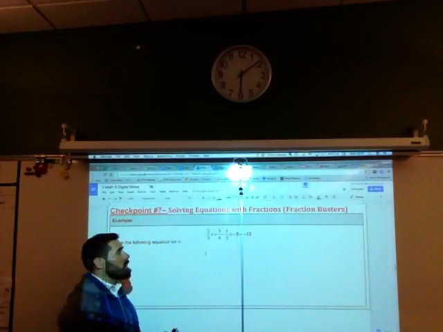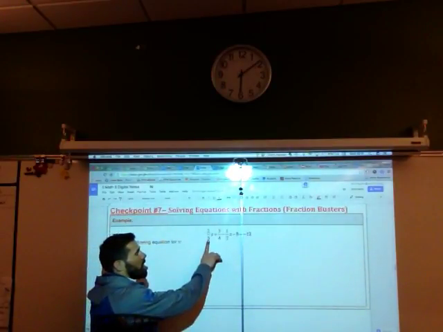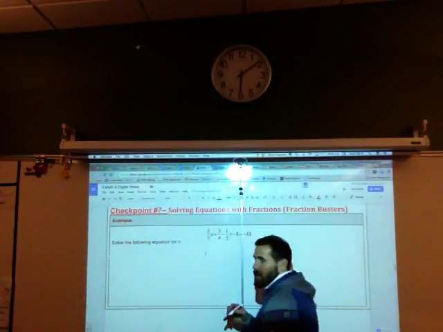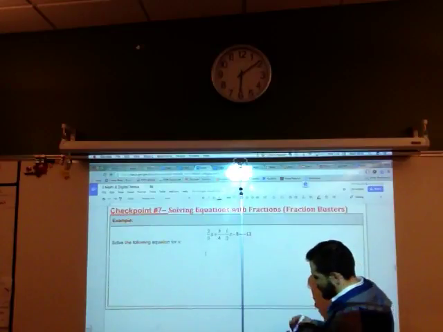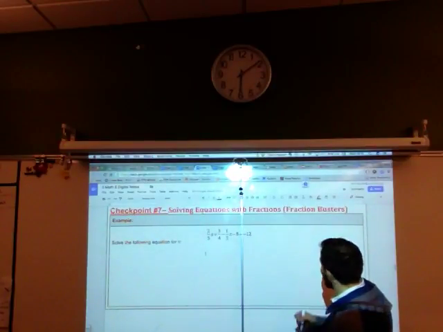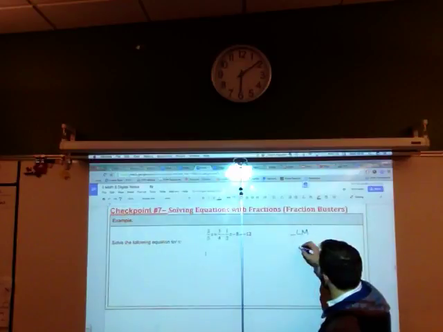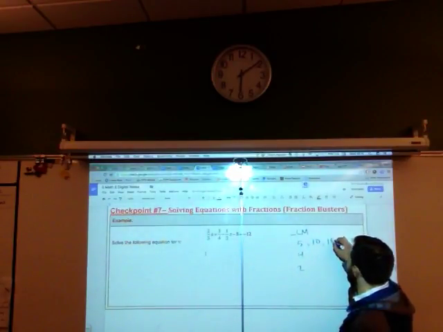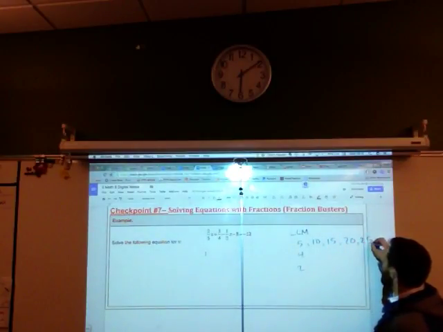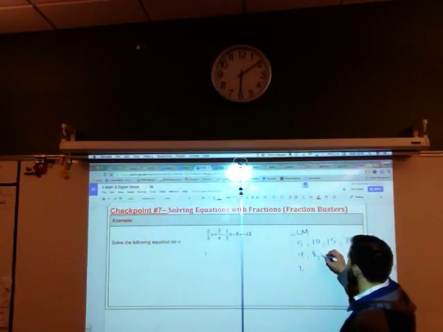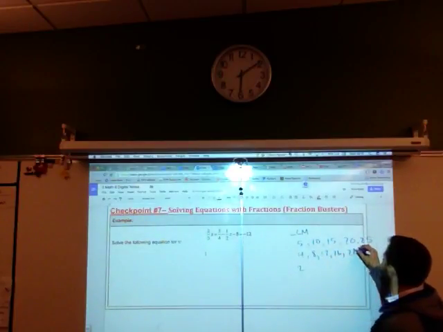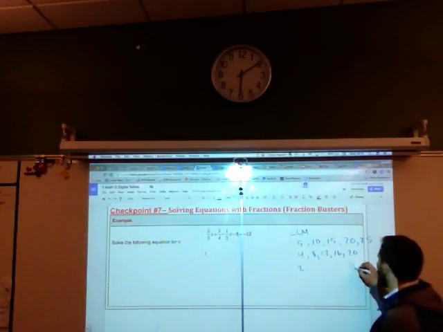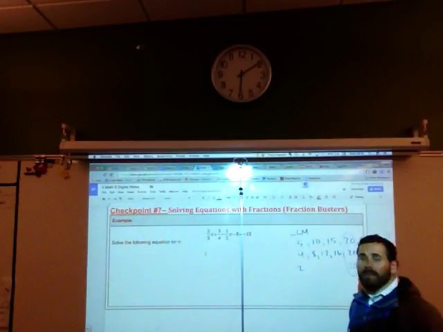I'm going to do that by multiplying by a number that involves 5, 4, and 2, the least common multiple of 5, 4, and 2. So if I think of the LCM of 5, 4, and 2: 10, 15, 20, 25; 4, 8, 12, 16, 20. I already got 20 involved. That's probably going to be good because 2 is even, so 2 is going to land on 20 as well. That'll be my least common multiple.